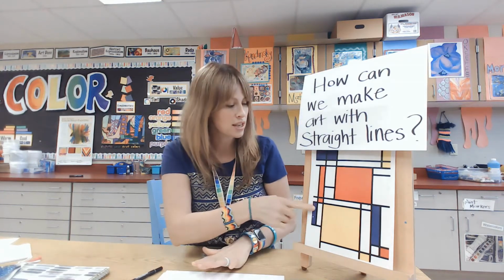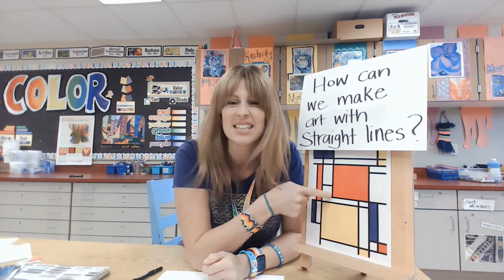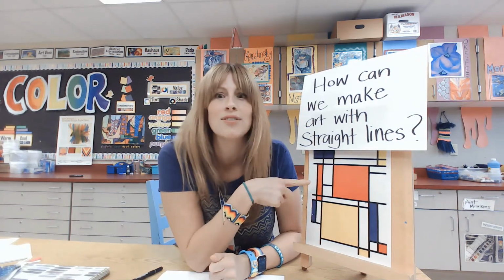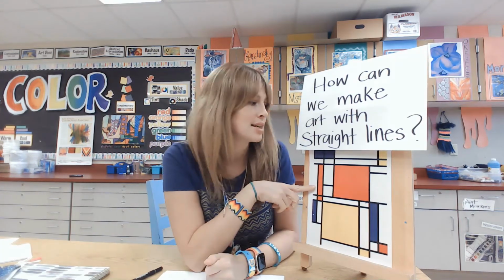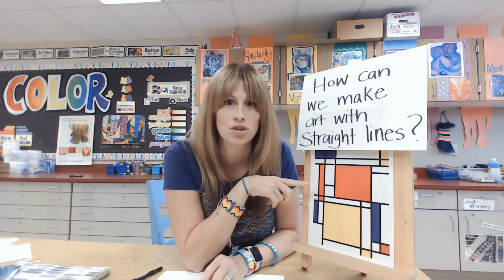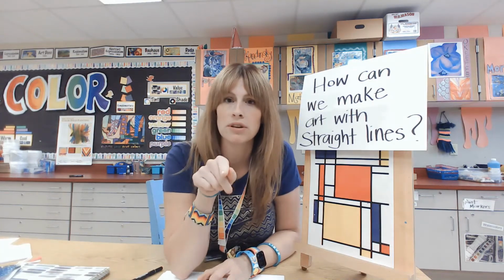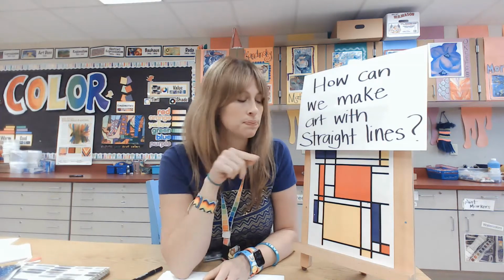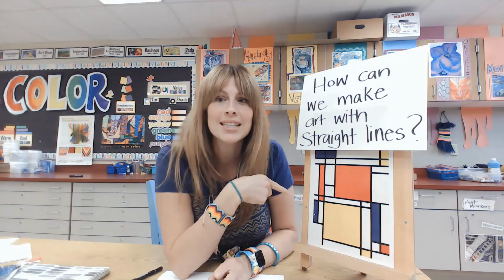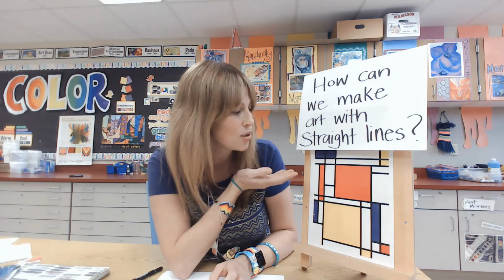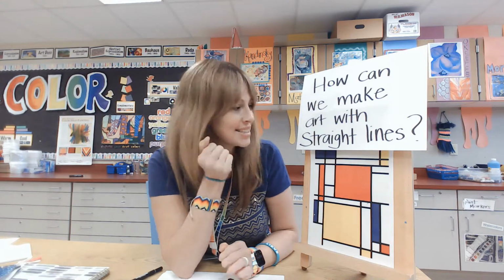So this is a super cool artist, the person that created this. This is not an artist, Mrs. Ash. This is a piece of artwork. Okay, you're right. The artist that made this, his name is Piet Mondrian. He is a super cool artist, and I'm going to show you some of his work and tell you a little bit about him in the video. But when you look at his art, you can see here that he uses only straight lines.